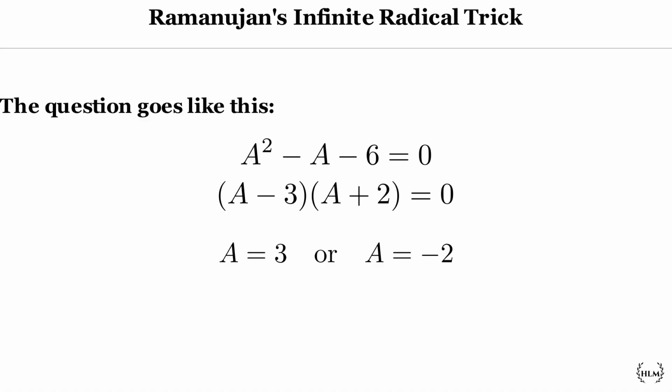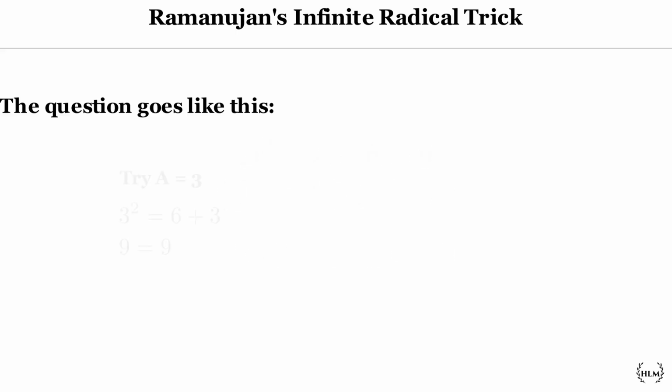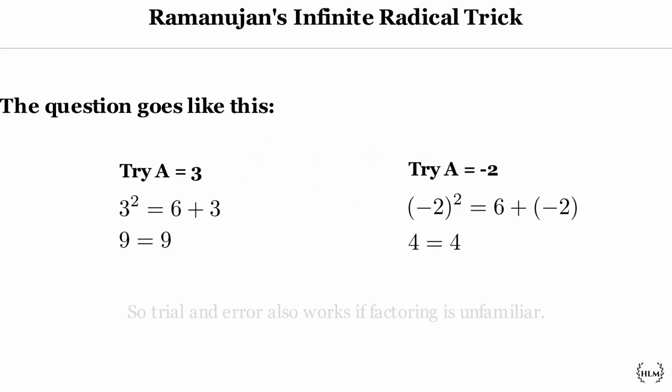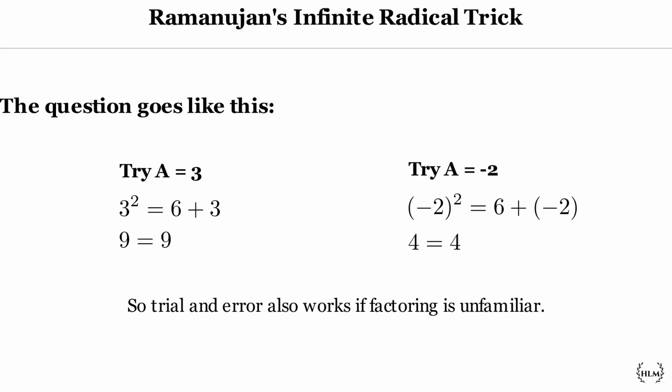Or if you haven't done grade 9 or 10 math yet, what you can do is just sub in some numbers and see if they work. So a squared would be 3 squared, 9 equals 6 plus 3. So 9 equals 9. So 3 works. So a is equal to 3. And then if you sub in negative 2 for a, then you get 4 equals 6 plus negative 2. 4 equals 4. So that works. So negative 2. So a little trial and error if you don't have the grade 9 and 10 tools.